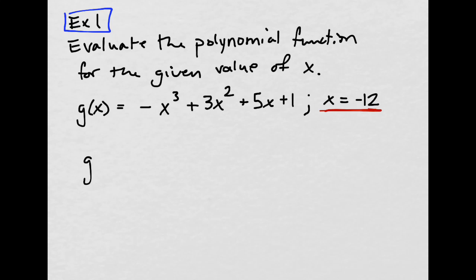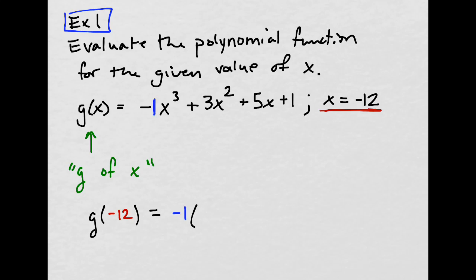So I can say g of x. That's how you say that, first of all. And then we can say g of, and then I put in the negative 12. I put the negative 12 in there. g of negative 12 equals, and then the first thing I'm going to do is say, oh, that's a negative 1 times the x cubed.